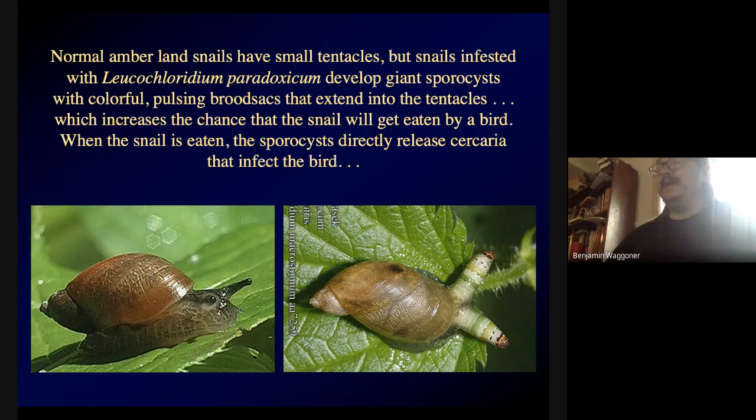They're too big for the snail to pull them inside, and they look exactly like absolutely delicious little maggots that a bird might want to swoop down and eat. So a bird will swoop down and eat the tasty little maggots, i.e. probably eat the snail or at least peck off the tentacles. And then the sporocyst will directly release cercaria. This is one that skips the redia stage, which promptly turn into adult worms and infect the bird.